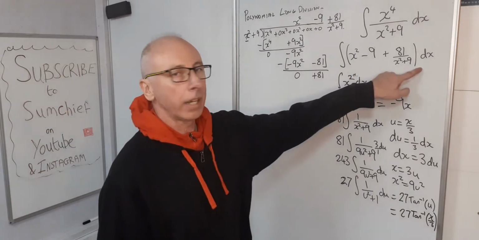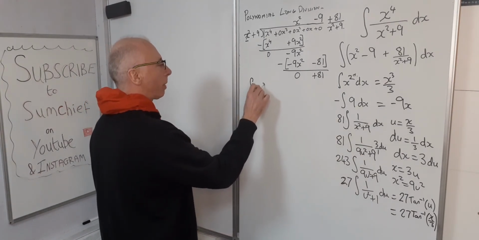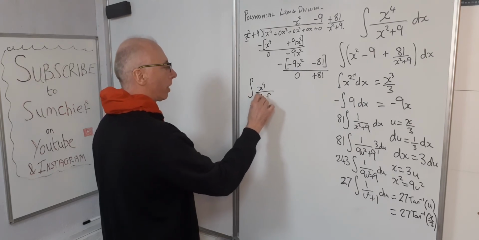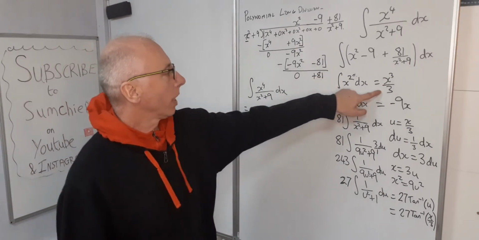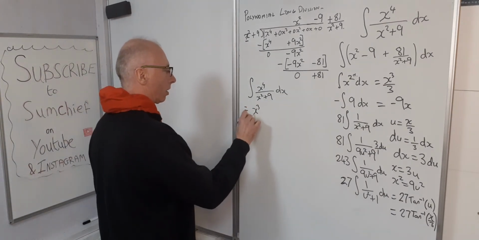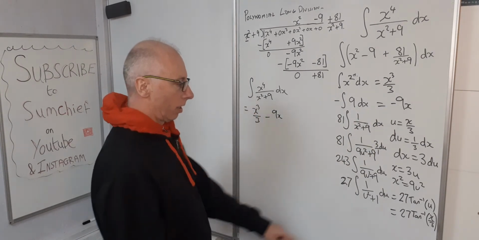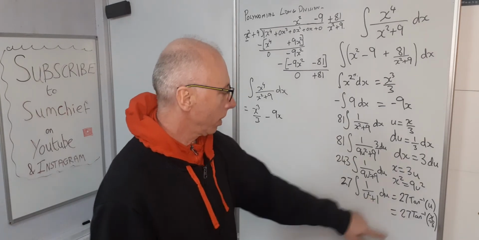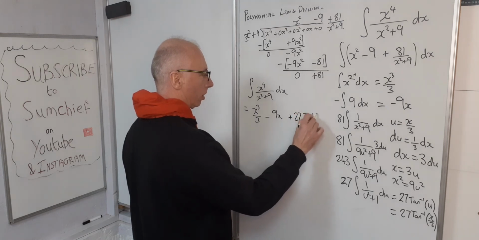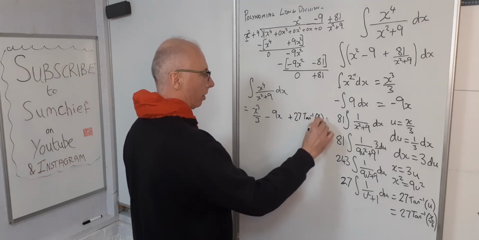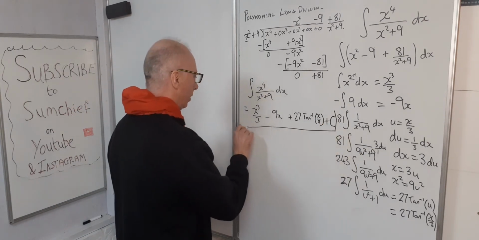Okay, right, now let's just plug all these in, see what we've got. So we can say that the integral of x to the power of 4 over x squared plus 9 dx equals x cubed over 3 minus 9x, so that'll stay as a positive, so plus 27 inverse tangent x over 3 plus c. Don't forget the plus c, and that is our answer.